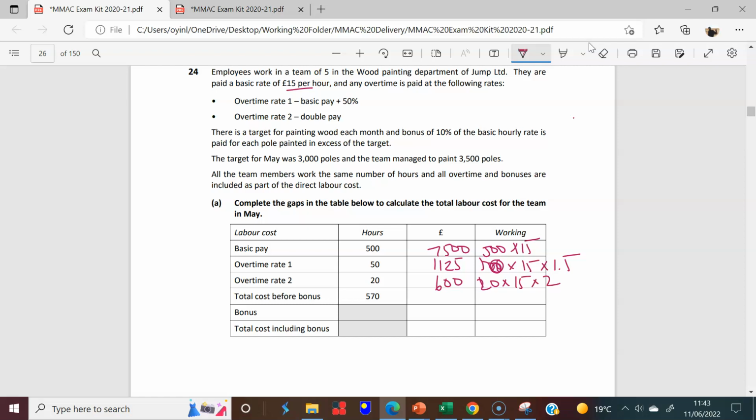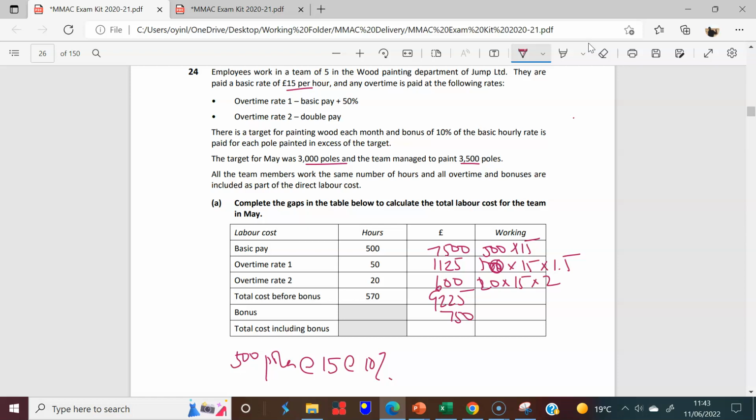And then let's add it all together. So 7,500 plus 1125 plus 600 is 9225. We're told that the bonus is based on these additional 500 polls. And for these 500 polls, it says you're giving it at 10% of the basic hourly rate. So 15 at 10%: 500 times 15 times 0.1 is 750.